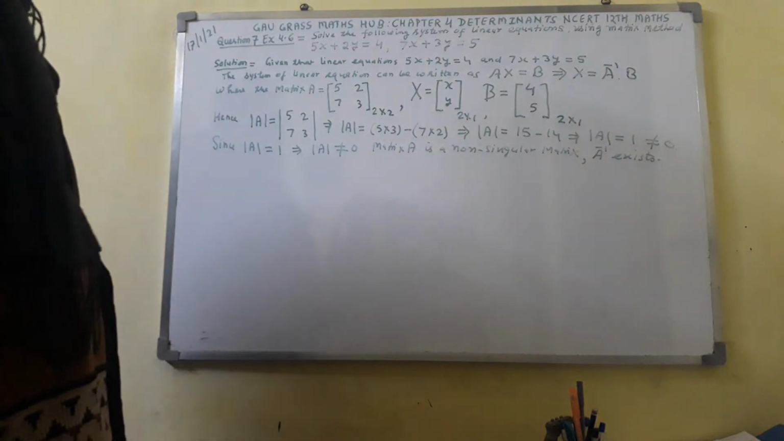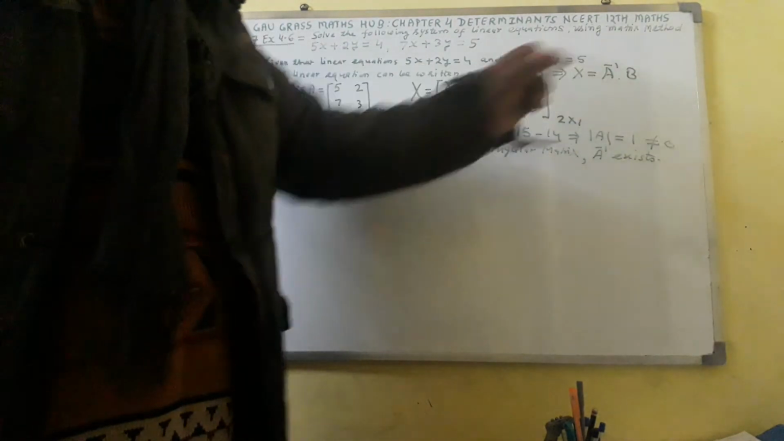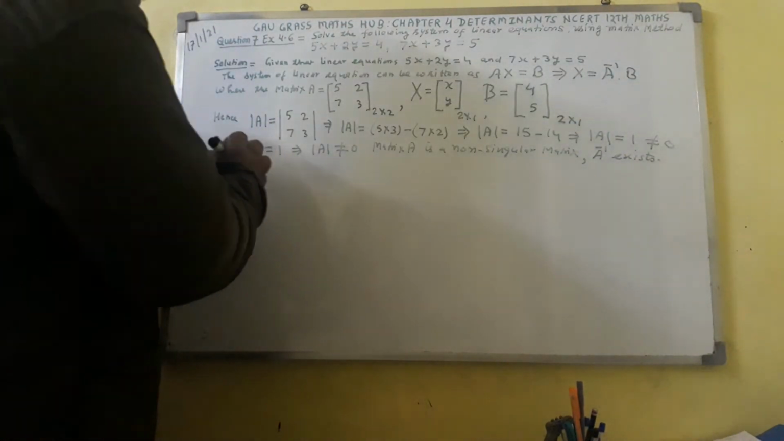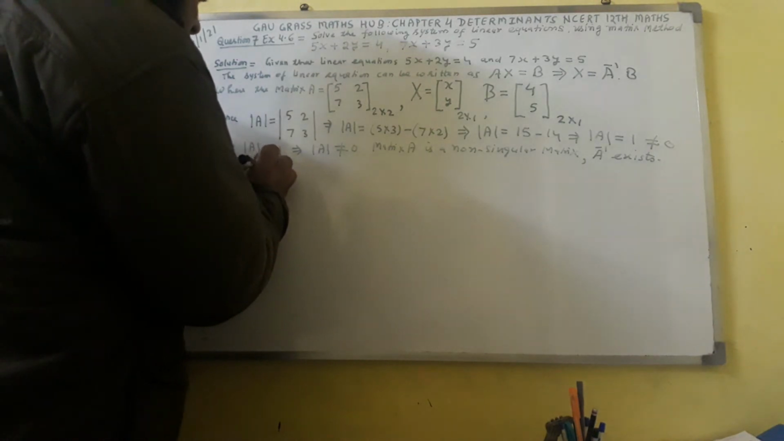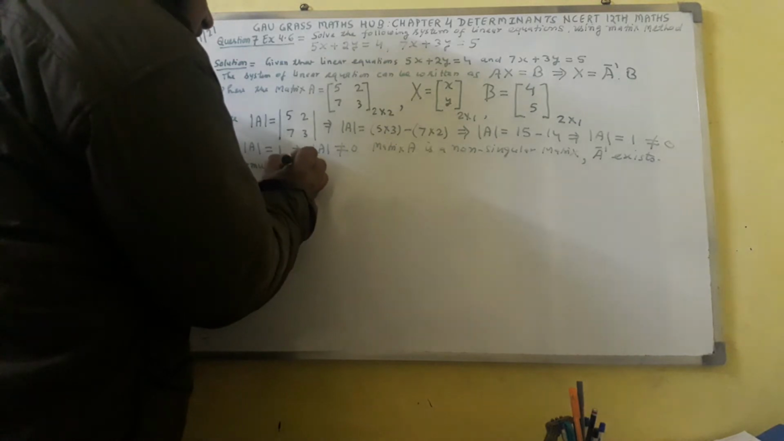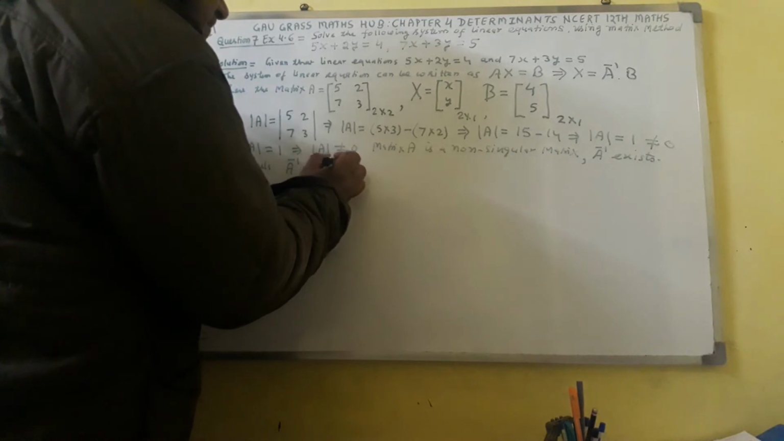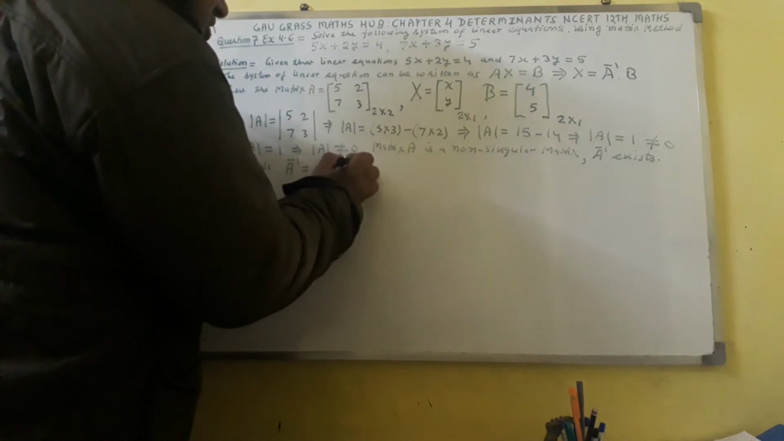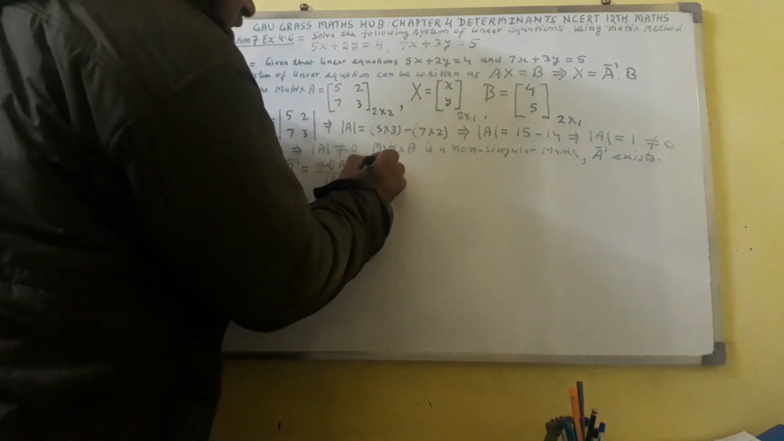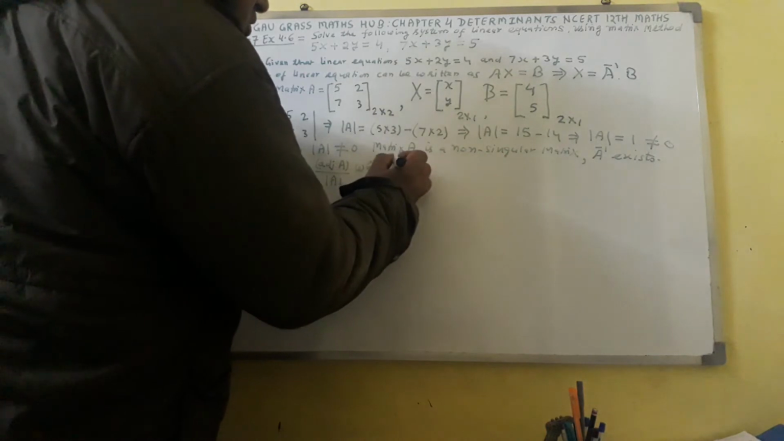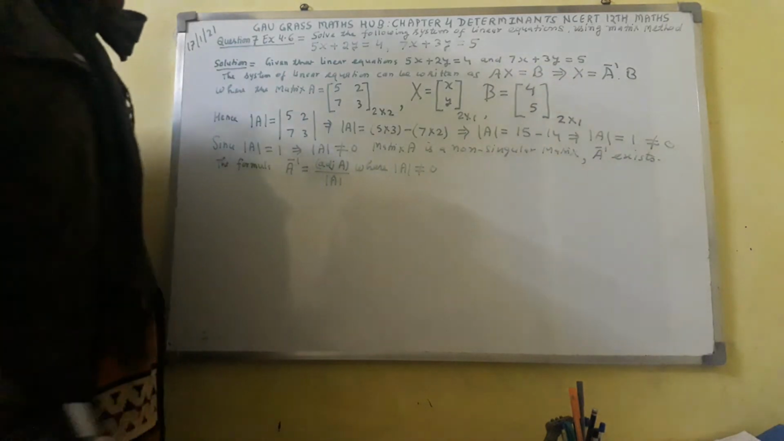So now what will we do? We'll find A inverse, because here A inverse exists. So the formula is, here I shall write the formula: A inverse equal to adjoint of matrix A whole over determinant of matrix A, where determinant of matrix A is not equal to 0. This is the formula you must remember.